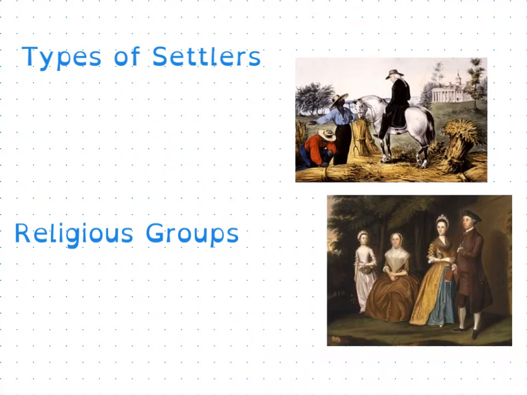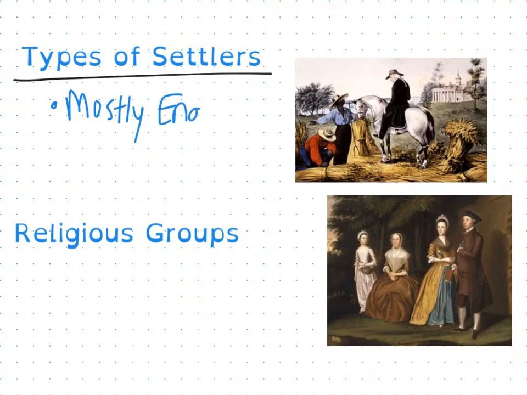All right, so we need to talk about what types of settlers we have. Guess what? Shortest box you're gonna write all day. The types of settlers that settled here, we're ready. Mostly English. So they were mostly English people who settled here in the South and the Southern colonies.